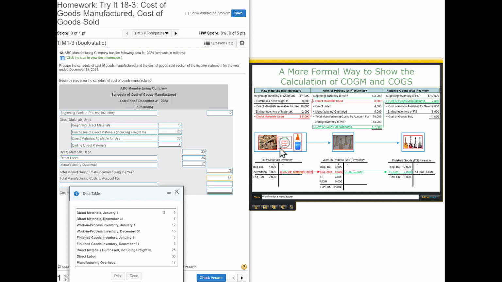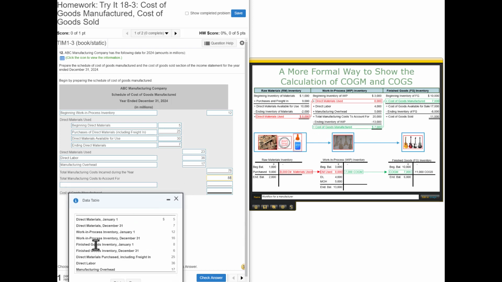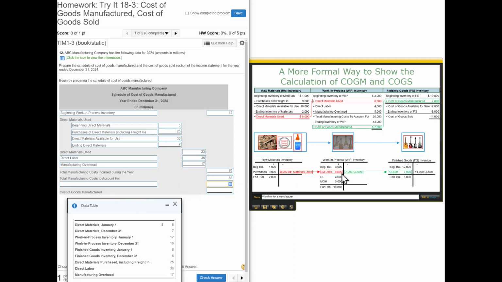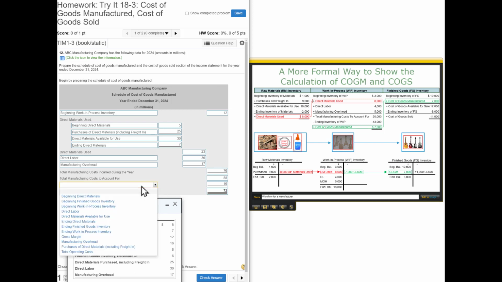Next, we're going to subtract our ending work in process. So our work in process ending is right here, 16. Copy and paste. Now I'm going to subtract this. Why? Because we had 88 million to account for. We ended up with only 16. Therefore, the amount transferred out, this amount here, must be the difference. So 88 minus 16 gives us 72 million. And then I have to label this ending work in process.